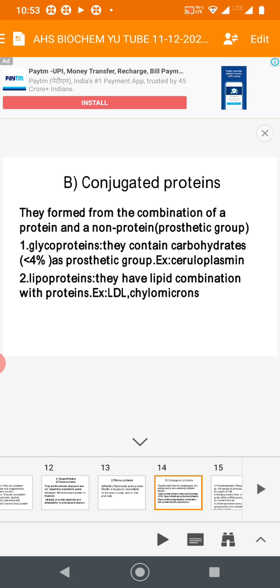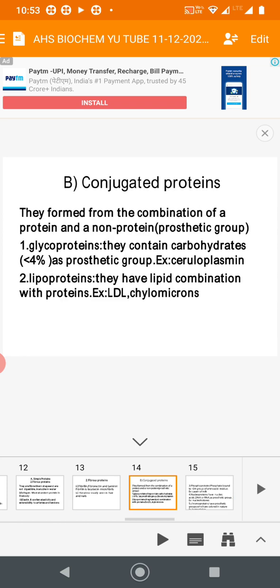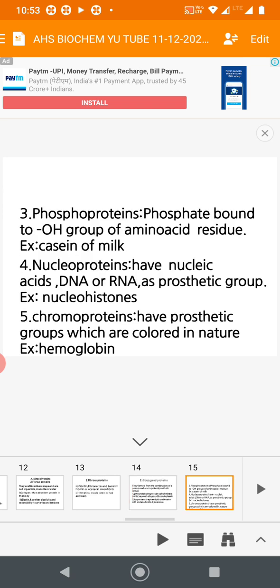Example: LDL, HDL. LDL means low density lipoprotein. HDL, chylomicrons and all. Okay, so the third one is, first under conjugated proteins: glycoprotein, ceruloplasmin; lipoprotein, HDL, LDL, chylomicrons. The third one is phosphoprotein. Here phosphate is bound to the OH group of an amino acid residue. Casein of milk is a phosphoprotein.